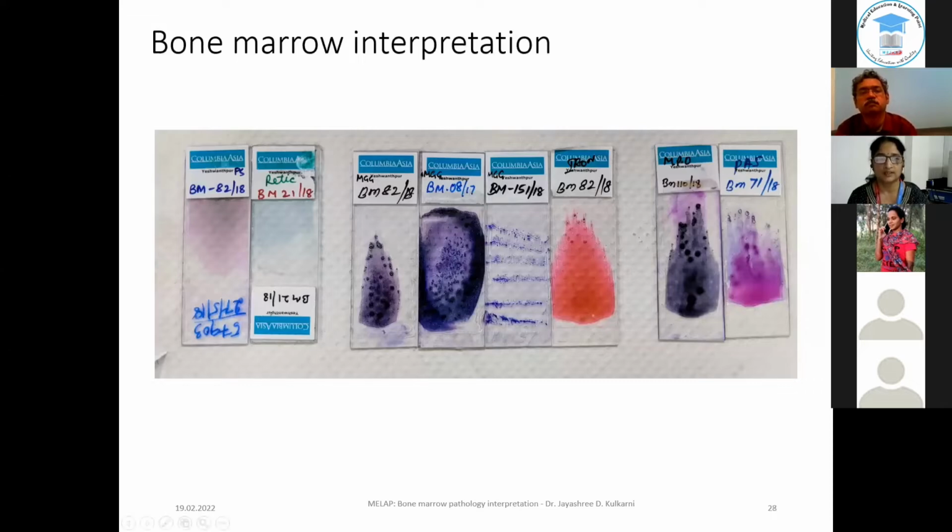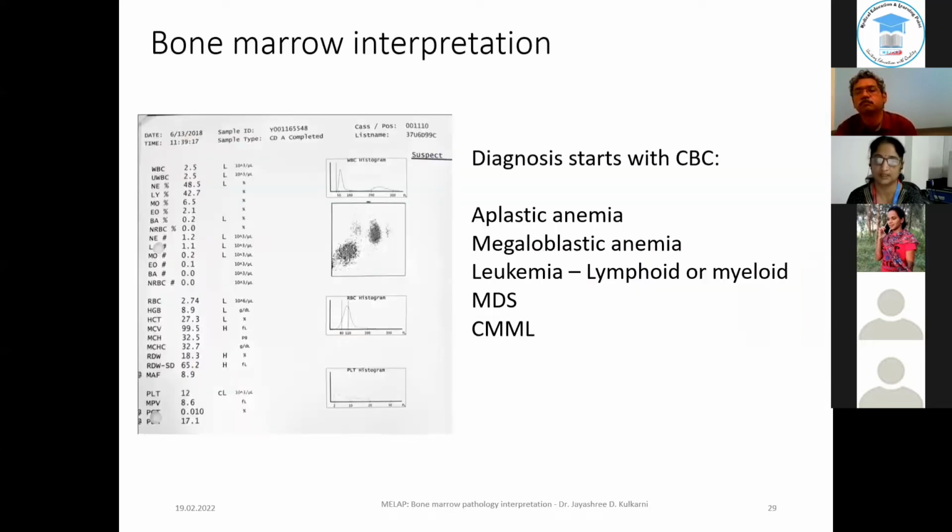So to conclude my session on the normal interpretation, I think these are the basic things you need: a peripheral smear, retic, the different types of bone marrow aspirate smears, iron stain, that is by Pearl stain, MPO, PAS. So you can give a good diagnosis with only this much material.